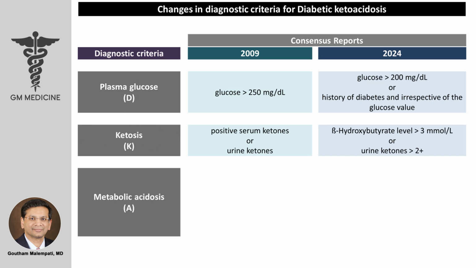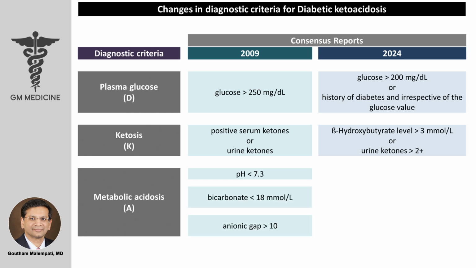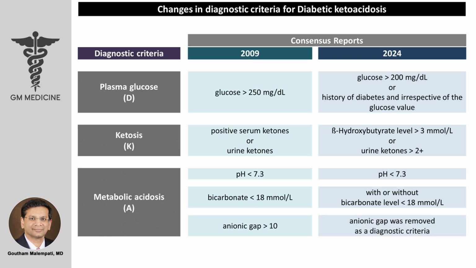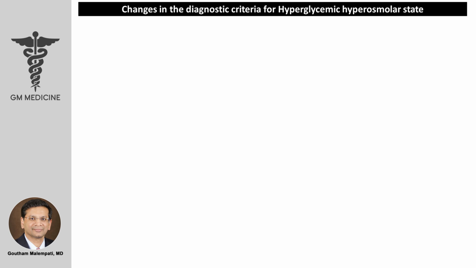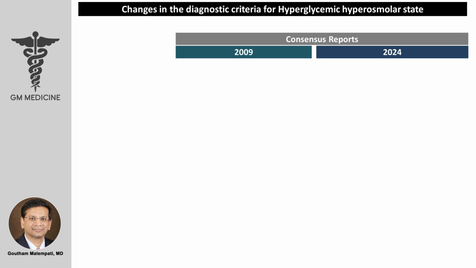In the 2009 report, it was defined as pH less than 7.3, bicarbonate less than 18 millimoles per liter, and anion gap greater than 10. In the 2024 report, it is defined as pH less than 7.3 with or without bicarbonate level less than 18 millimoles per liter. Anion gap was removed as a diagnostic criterion. Changes in the diagnostic criteria for hyperglycemic hyperosmolar state between the 2009 consensus report and the 2024 consensus report.